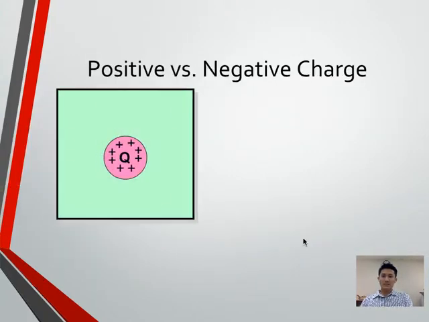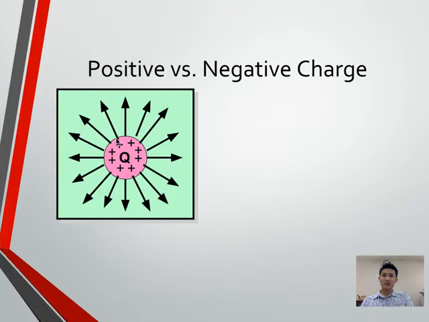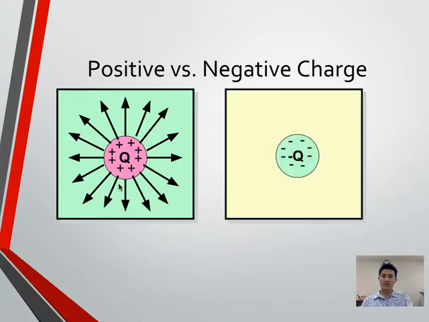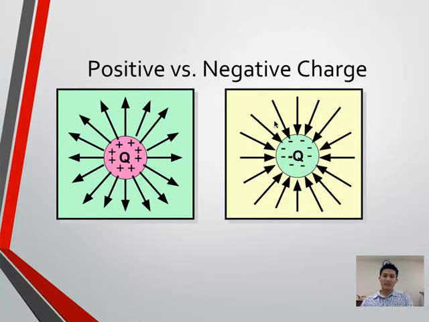So positive versus negative electric charge: if you have a positive charge, we draw the electric field lines away from the object. If we have a negative electric charge, our field lines move towards it.